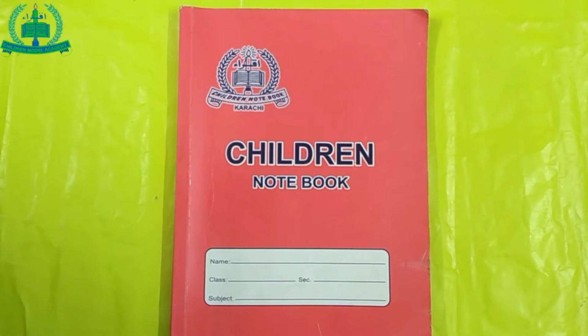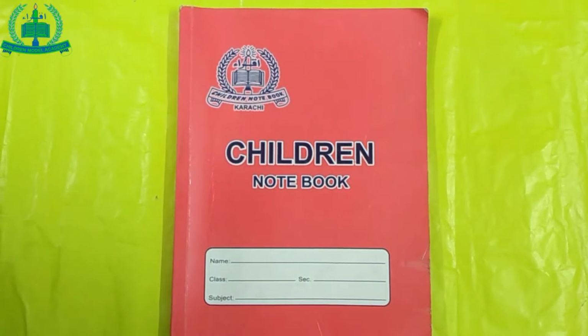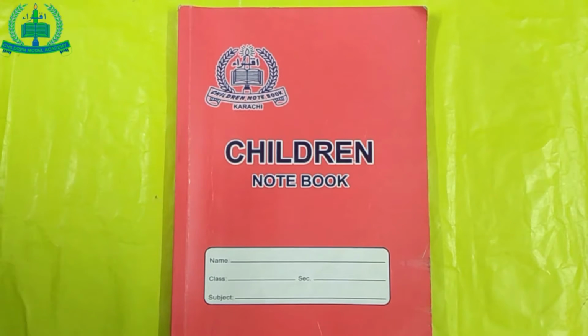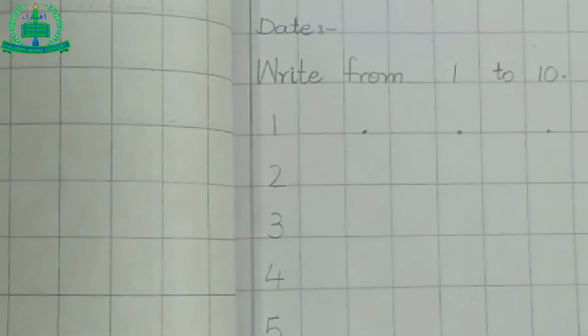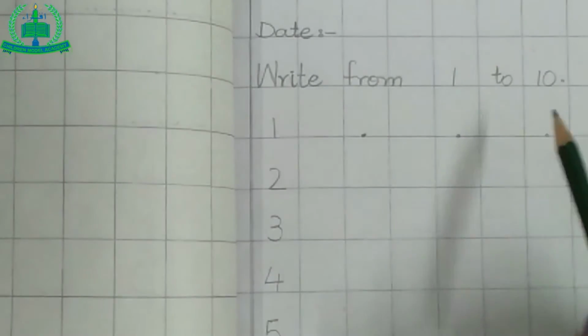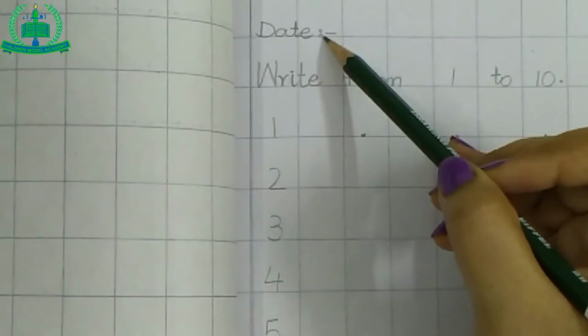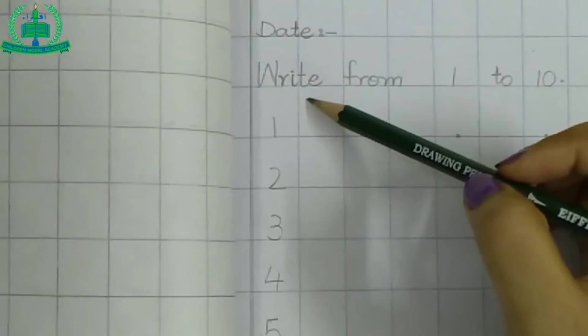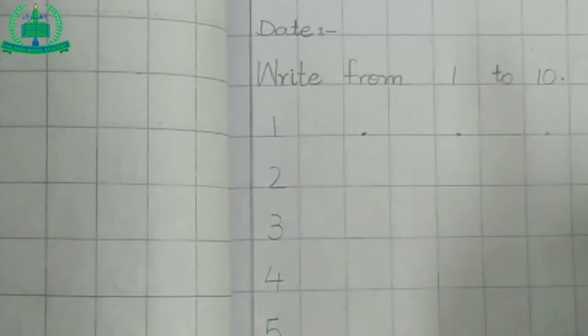Today we will learn how to write the numbers. Please listen to the lecture carefully and do your work. Let's start. Your first work is counting. Write from 1 to 10. Mention date. Write from 1 to 10.